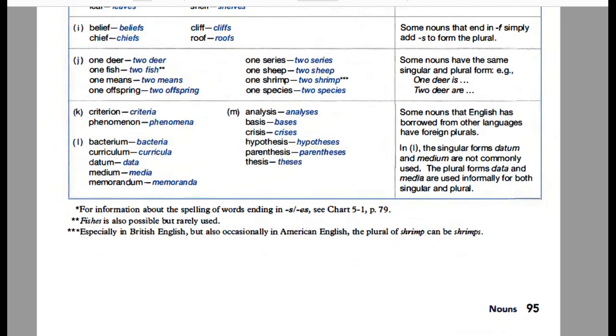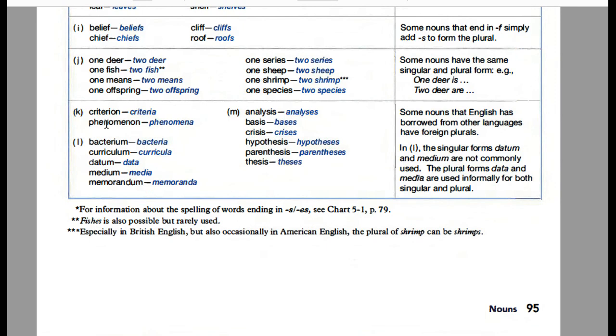And here we can talk about one species, two species. So the pronunciation for it is one species, two species. That's very, very important. And here we need to understand that in some languages they say one shrimp, two shrimps. In American English, they occasionally have the plural for shrimp as shrimps, and you can see the notes down there.